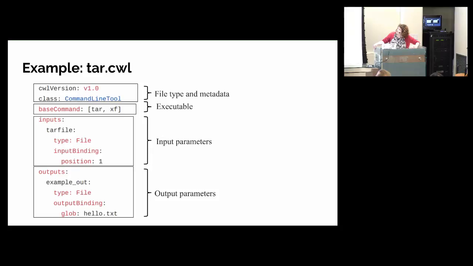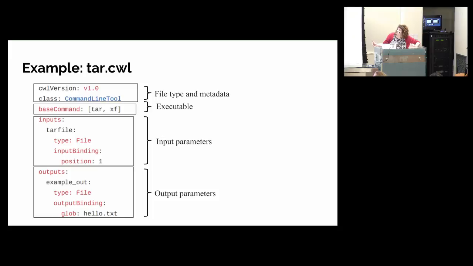This is what it looks like. In this case, I just want to untar a file. This is what you write to do it. So the first part just tells you the file type. This is a command line tool. You'll see some other file types as we move along. There are 3 main file types, but this is the simplest. It's command line tool. Basically, I want to run that base command in the command line with some inputs.